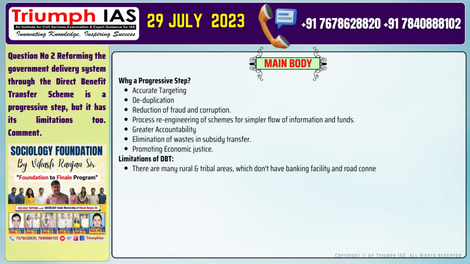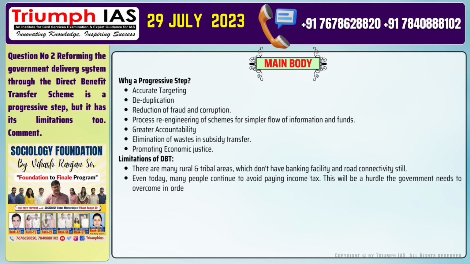Limitations of DBT. Number 1. There are many rural and tribal areas which don't have banking facility and road connectivity still. Number 2. Even today, many people continue to avoid paying income tax. This will be a hurdle the government needs to overcome in order to identify deserving beneficiaries for the subsidies, thus creating an issue of inclusion and exclusion.